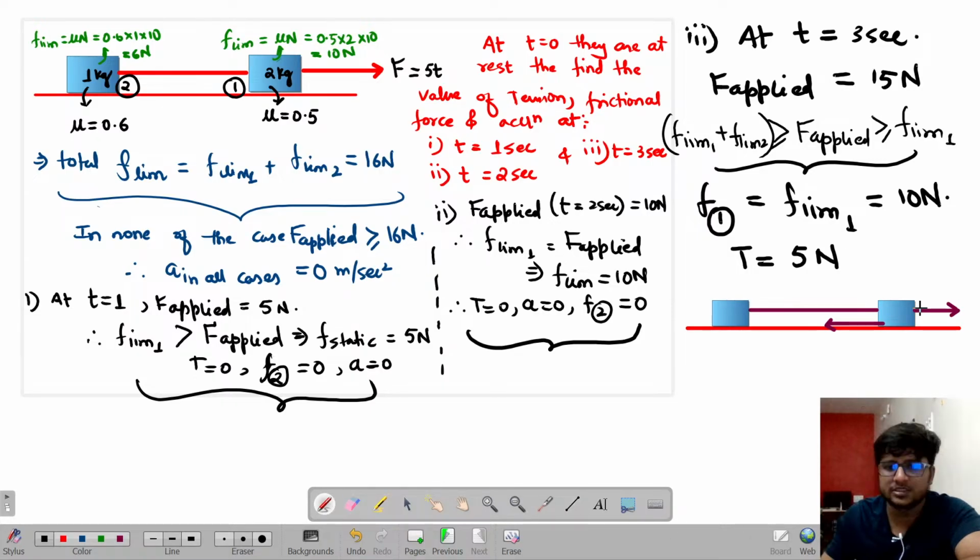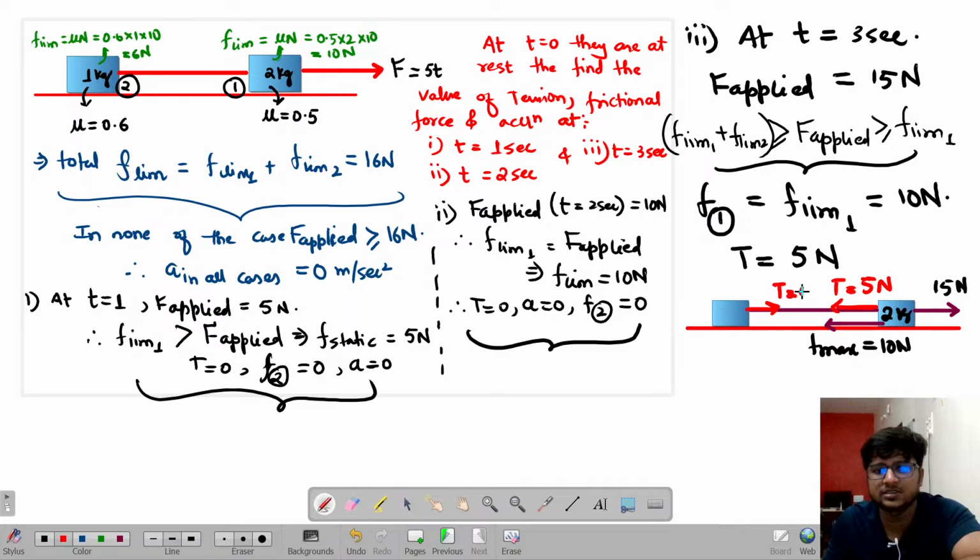See, this is my 2 kg. You applied how many Newton? 15. But what can happen? Maximally, I can get only how many Newton? 10 Newton. What is left out? 5 Newton, such that then only this acceleration will be 0, or not. So that 5 Newton will be adjusted by whom? That 5 Newton will be adjusted by this tension force over here, which is going to be equal to how many Newton? 5 Newton. Is that clear or not? So T is equal to 5 Newton on this.